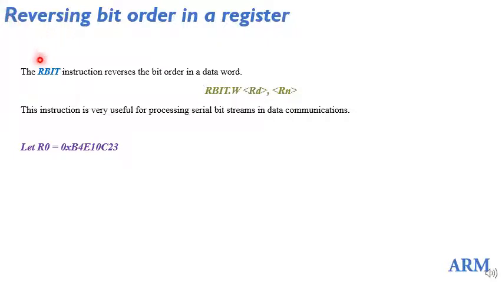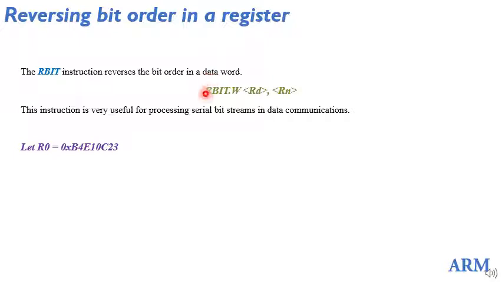Reversing bit order in a register. The instruction is RBIT, which reverses the bit order in a data word. Here it is different from the earlier reverse instructions that we have seen. Earlier we saw reversing data bytes in a word, that is exchanging the data bytes in a word or in a half word. So at a time you are transferring bytes. But here it is not like that, it is at the bit level. You are just reversing the entire bit order.